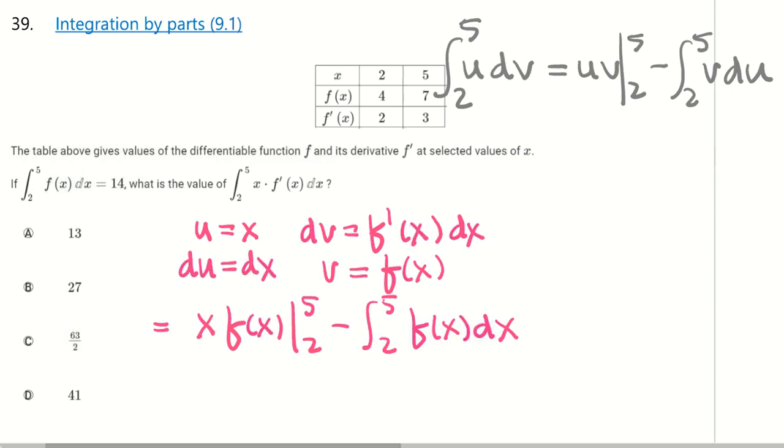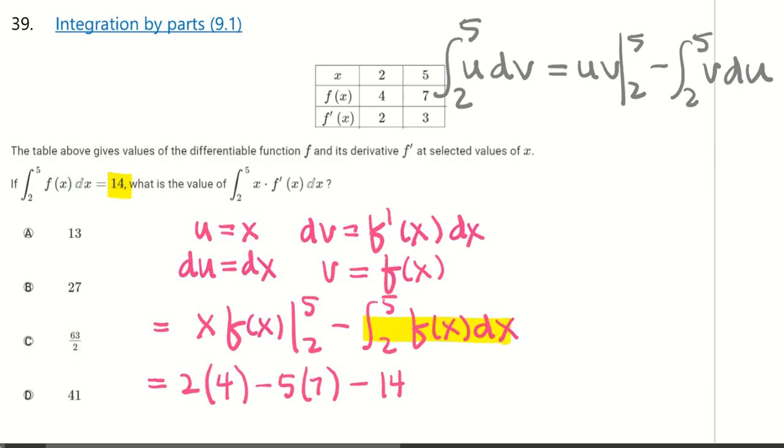Now they told us that that's 14, right? This thing right here is going to be that 14 here. And this over here on the left, that'll be 2 times f of 2, which is 4, minus 5 times f of 5, which is 7, minus another 14. It looks like a lot of arithmetic. Wait a second. uv minus the integral v du. These are all positive numbers.